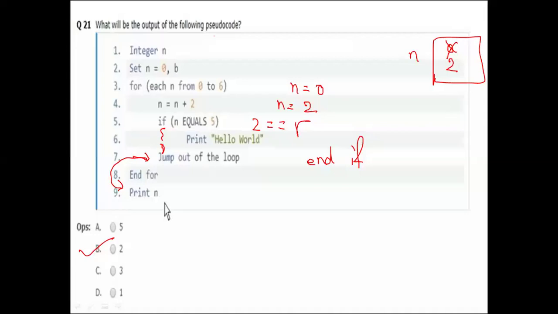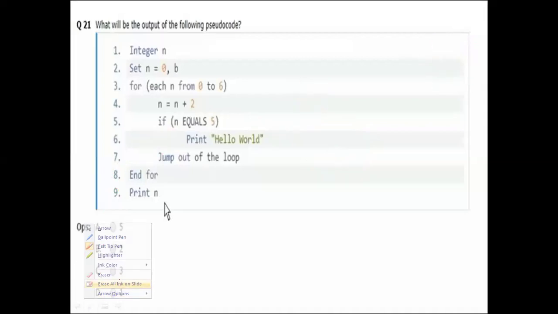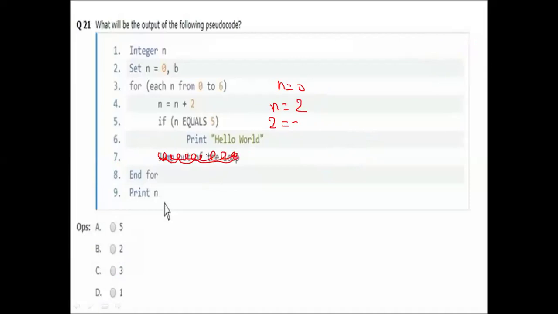Ayush is asking, if we don't jump out of the loop, then what will happen? Tell me guys, suppose this statement is not there. For example, jump out of the loop is not there. Then what will happen? Firstly I will come here, n equal to 0. Then n equal to 2 it will become. I try to check 2 equal to 5, condition false. If it is false, then I will go back to the loop.